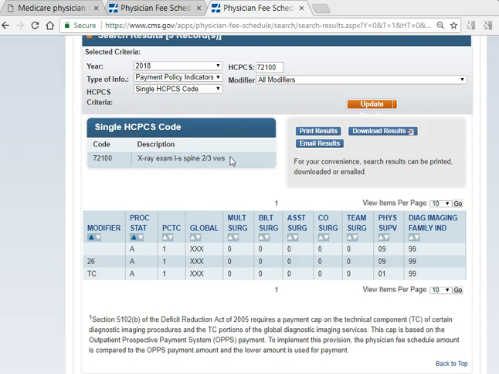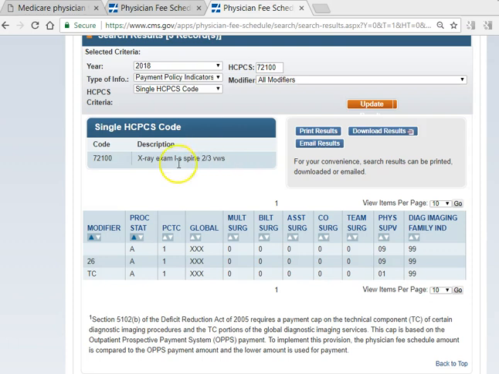Now, if we wanted to look at everything to do with this code, we could look at all the information, including participating and non-participating payment rates. There's also a section for limiting charge for facilities and providers. We're not looking at those sections right now. That was in a different discussion.